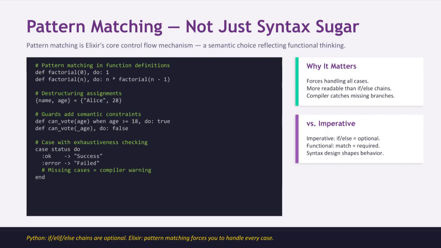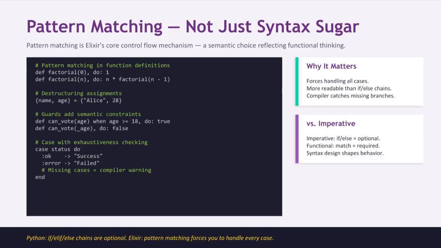This isn't just syntax sugar, it's a semantic shift. When you pattern match, you're forced to think about every possible shape of data your function might receive. Missing a case, the compiler warns you. In Python, an incomplete if-else chain just falls through silently. In Elixir, the language catches that for you.